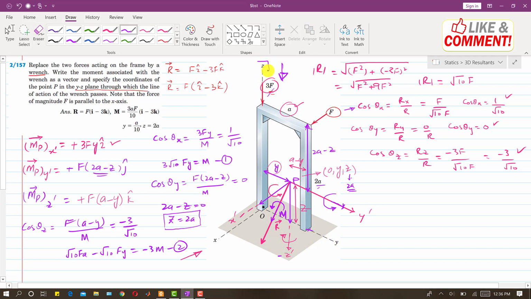This is that positive direction. So this is our positive z' direction, and this is our negative z' direction. So this means that this is not positive, this is minus k direction. So if this is minus k, then this is minus F into (a minus y) divided by M. So this will become minus and this will become plus. So now this is our equation 1 and this is our equation 2.